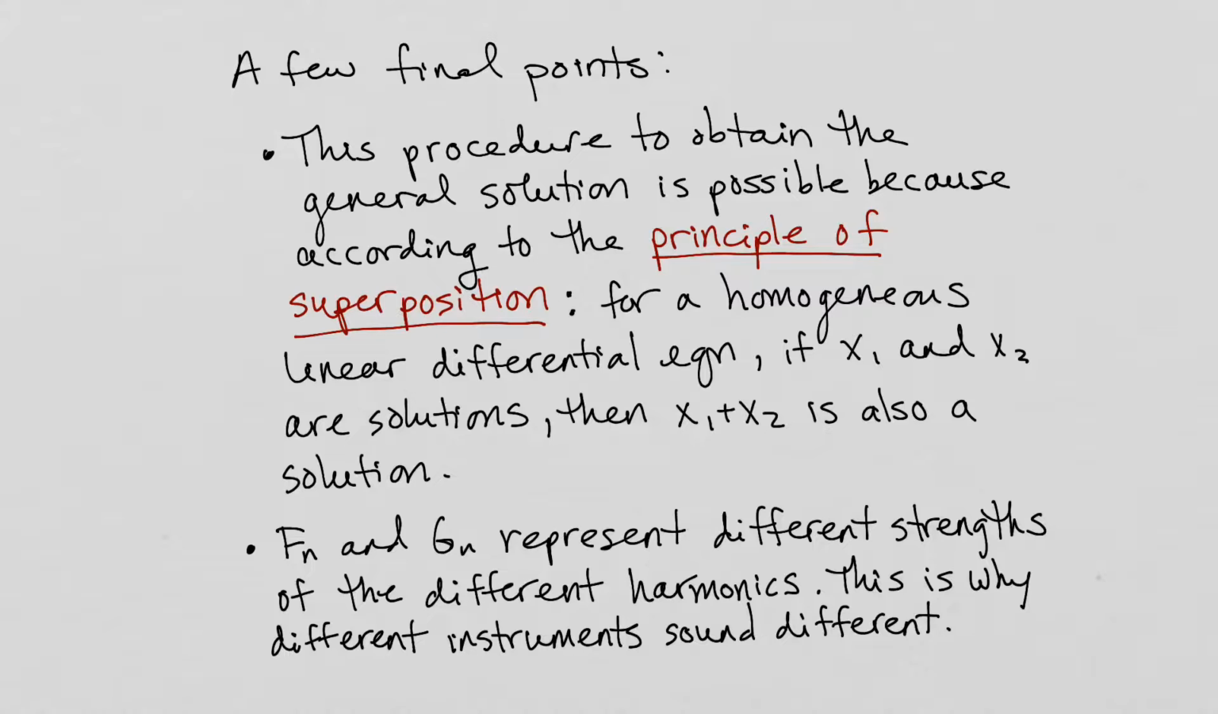And then just one other little note that the coefficients F and G just represent different strengths of the different harmonics that are coming into play. And so this is why our different instruments sound different. So that's kind of cool.